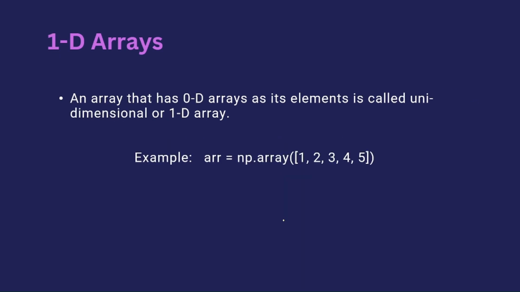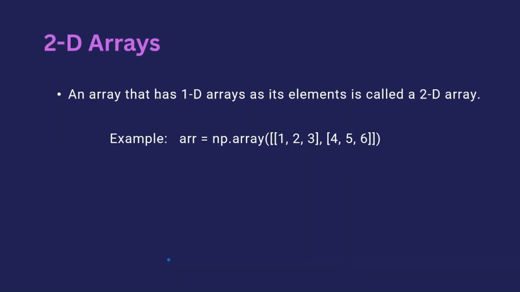Next one is the one-dimensional array. An array that has zero-dimensional arrays as its elements is called a one-dimensional array. It is simply a combination of zero-dimensional arrays. See the example. arr is equal to np dot array of 1, 2, 3, 4, 5. Here 1 itself is a zero-dimensional array and 2 itself is a zero-dimensional array. It is simply the combination of zero-dimensional arrays. So it is a one-dimensional array.